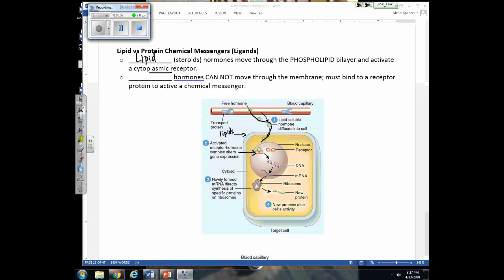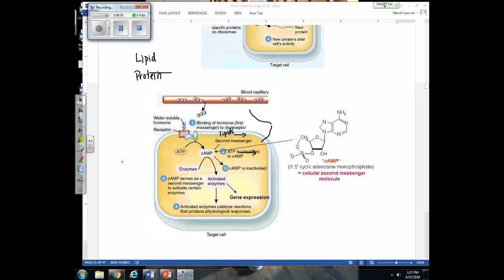Whereas your protein-based hormones are charged and they're large. They're not going to make it in, so they're going to have to bind to a receptor protein on the surface of the cell, and you can see that happening right here. This is a water-soluble or protein-based hormone. It can't make it through the membrane, so it's going to bind to a receptor protein that is embedded in the plasma membrane.